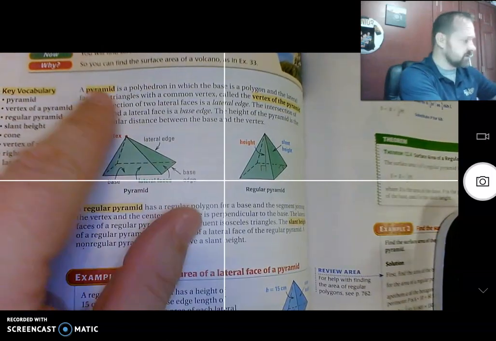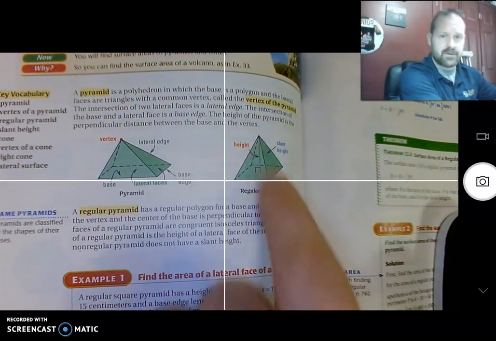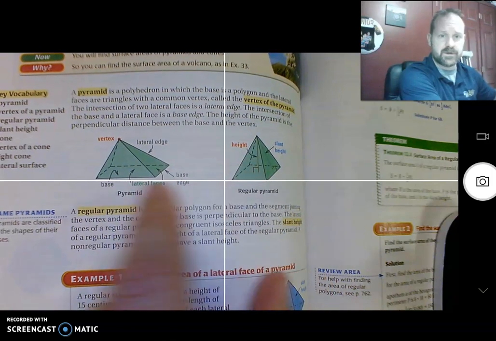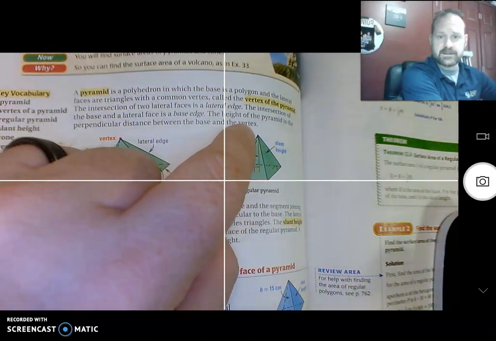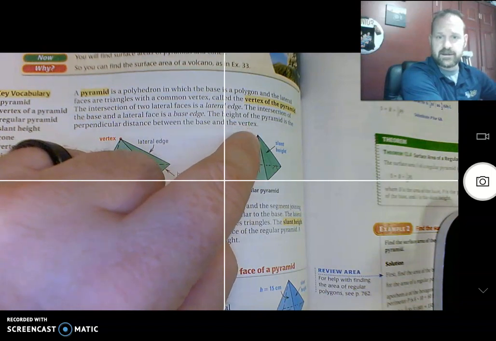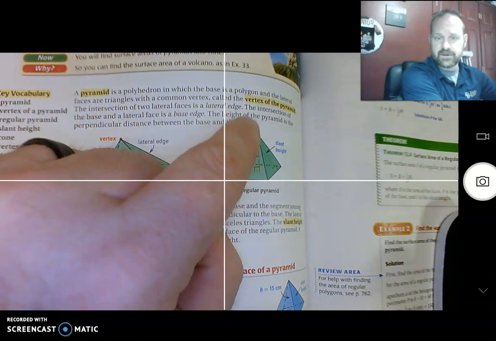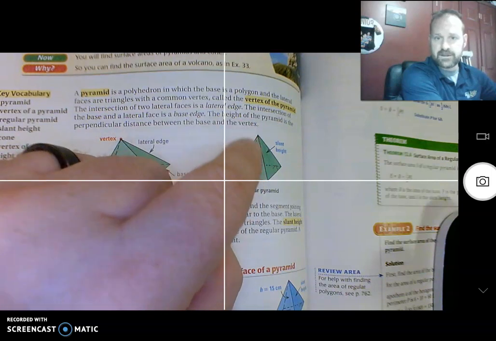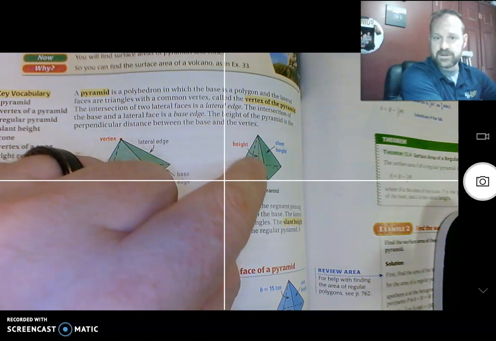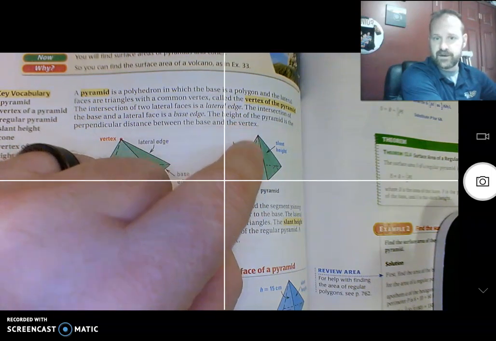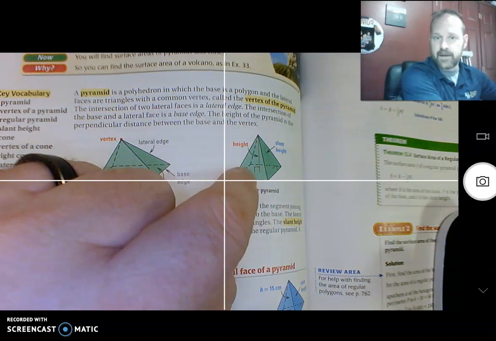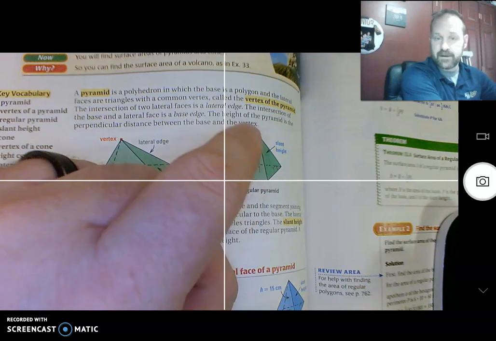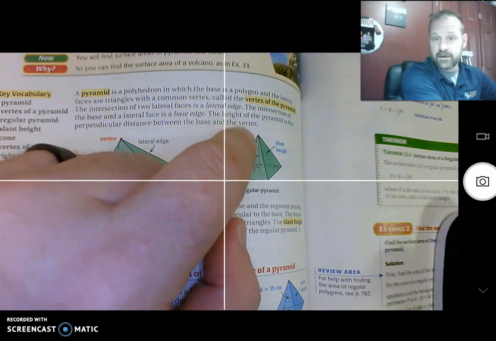Okay, so pyramid, you can read the definition of pyramid. What I want to focus on, you've got this lateral edge, you've got this slant height. This is probably the hardest part here, because this edge here on the triangle, the vertex edge here, that's not going to help us in our equations. So if we're ever given that, then we most likely have to use the Pythagorean theorem here to get that.